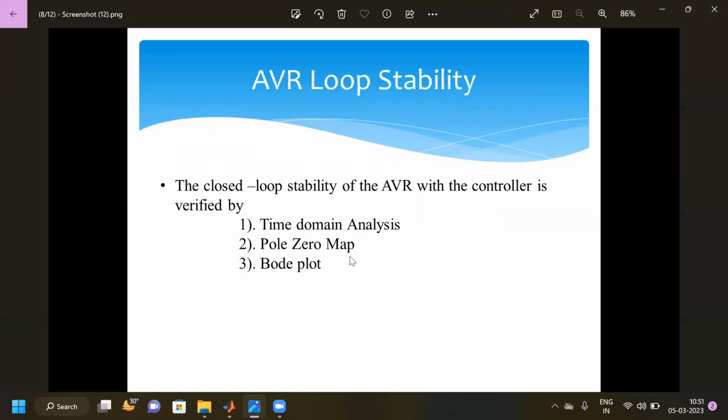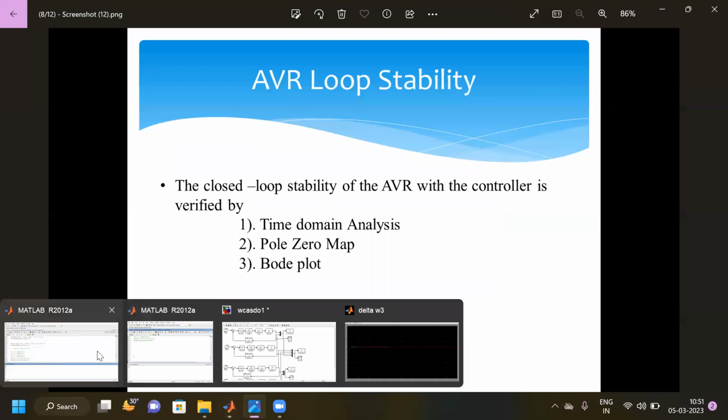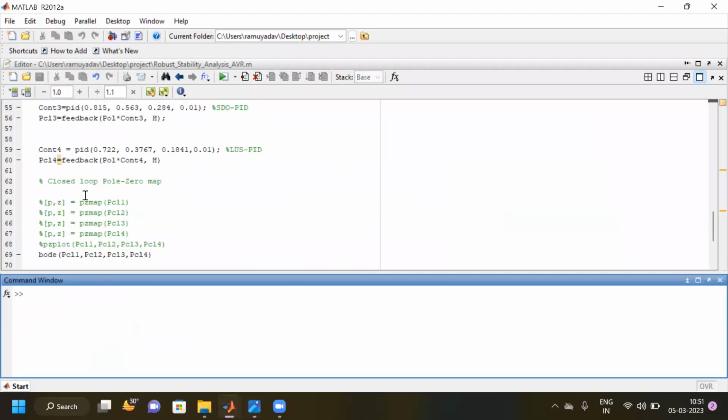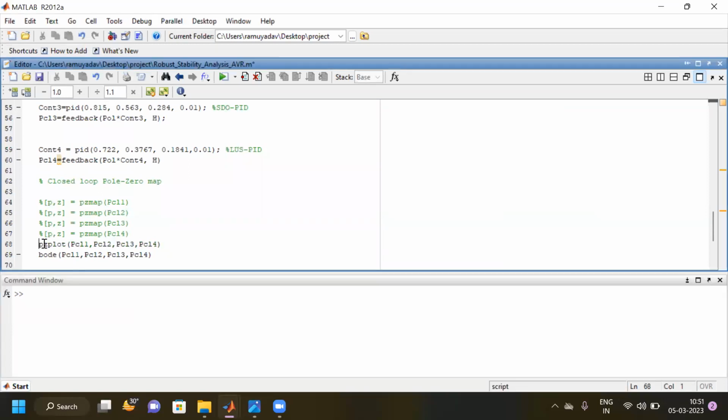Pole zero map means we have to find the poles and zeros. This has one program. This is our program, pole zero map. We have the poles and zeros here. We'll see the pole zero map. In this program, we'll see the poles and zeros.